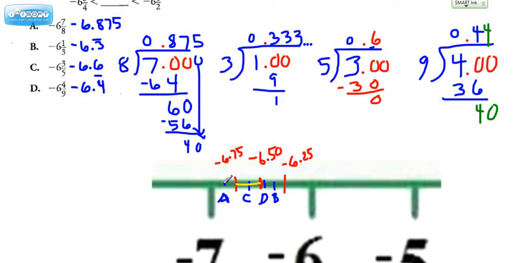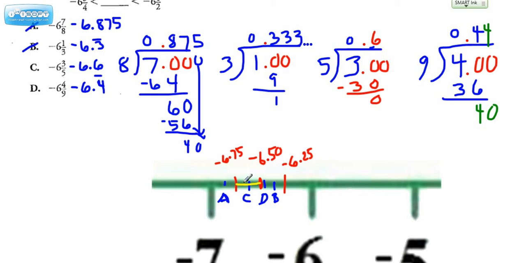Choice A is outside the yellow range, and therefore we won't pick it. If we look at choice B, if we were to plot that, it would be in between a negative 6 and 25/100 and a negative 6 and 50/100. So B's off the list.